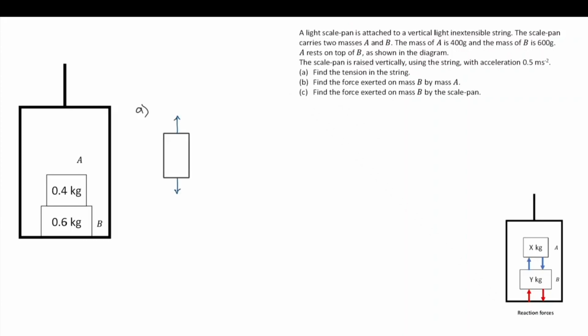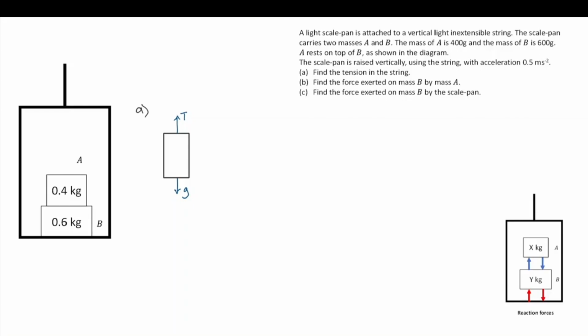For this part of the question, we're going to go ahead and consider the whole system together. So I know there's going to be some tension in that string, and I know that the total weight is going to come from the total of the mass of the scale pan, the mass of A, and the mass of B. Now, the scale pan is a light scale pan. It has no mass. If this was a lift, we would have been told the mass and we would include that in the model. But here we have a light scale pan. The total mass of A and B is going to be 1 kilogram. So the weight is going to be 1g.